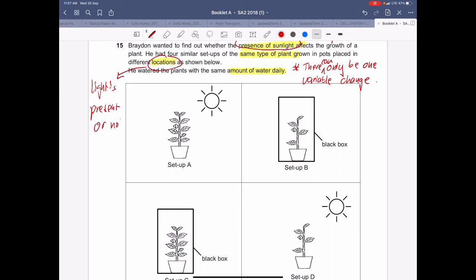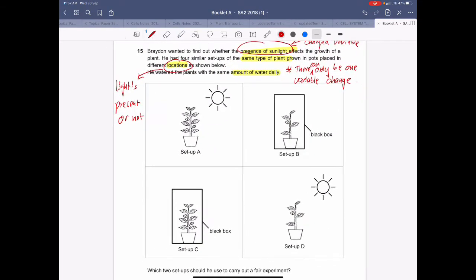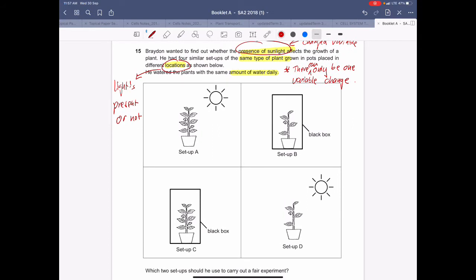Okay, usually they talk about location, it refers to that. Now, which two setups should he use? So one should have sun and the other shouldn't. Okay? Now, actually, there are two plausible answers here. I repeat, two plausible answers.